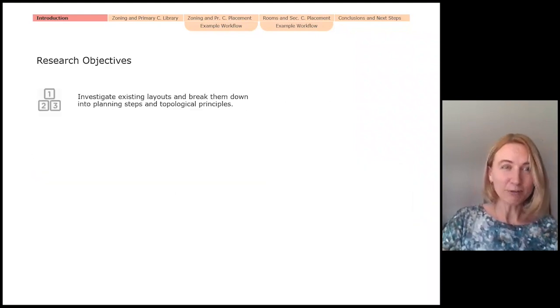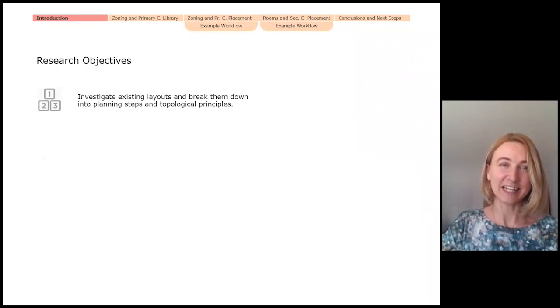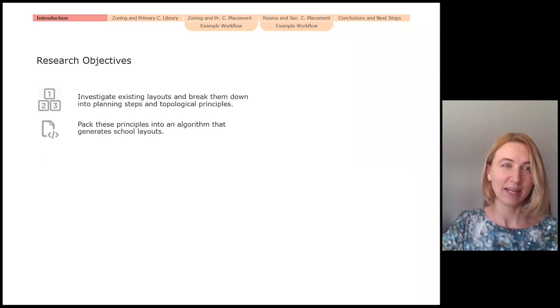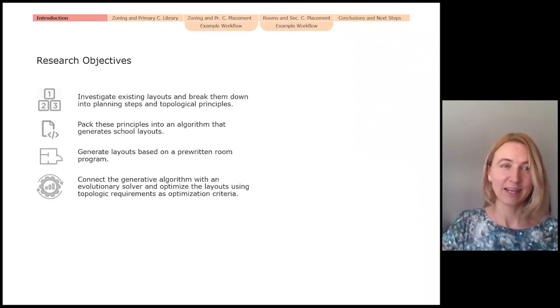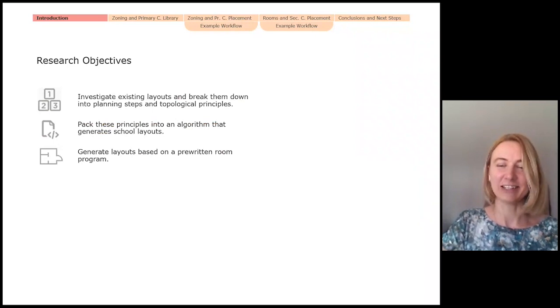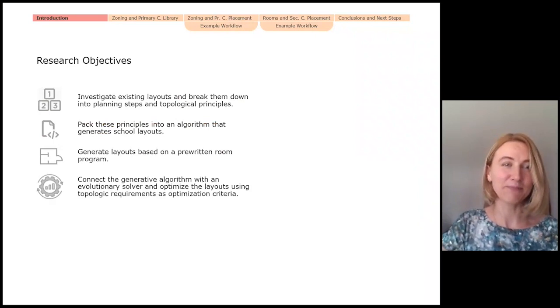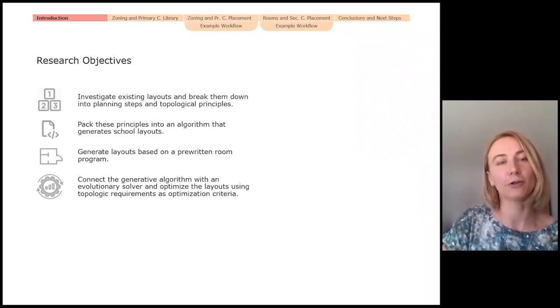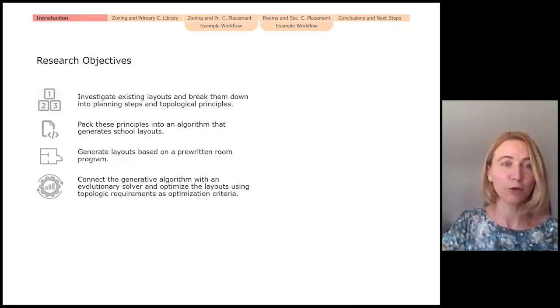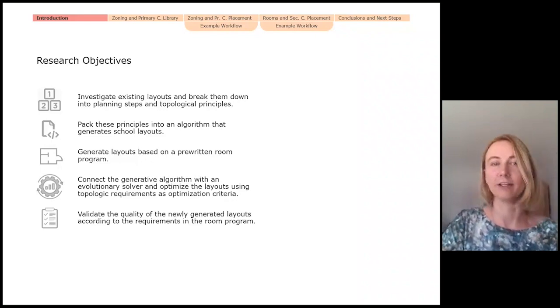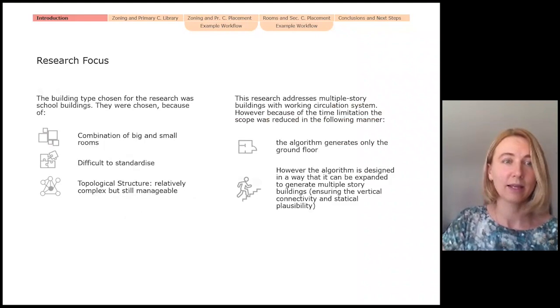The objectives were to first investigate existing layouts and break them down into planning steps and topological principles, then pack these principles into an algorithm that generates layouts based on a pre-written program. Then connect the generative algorithm with an evolutionary solver and optimize these layouts based on the optimization criteria that I mentioned before. And finally, validate the quality of the newly generated layouts.